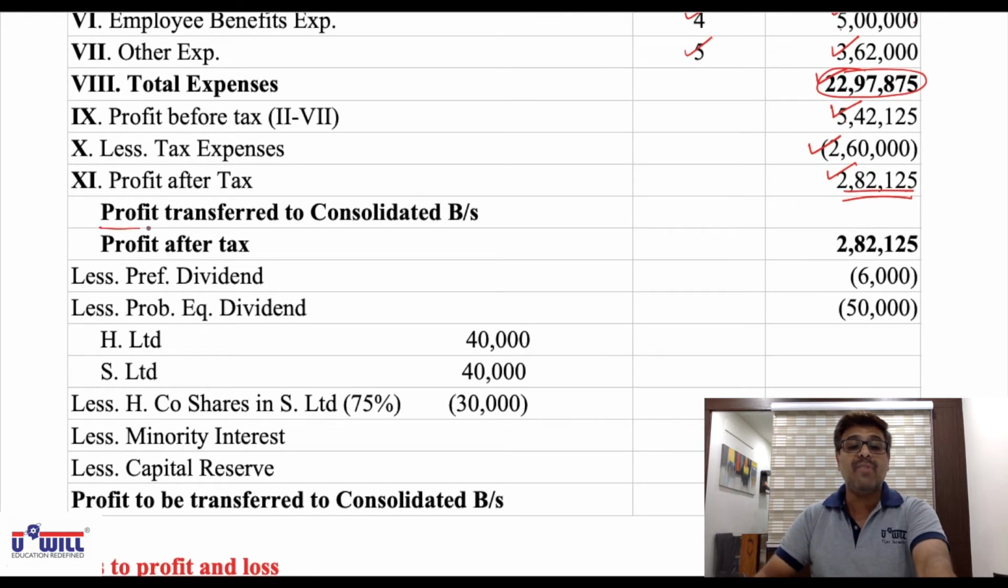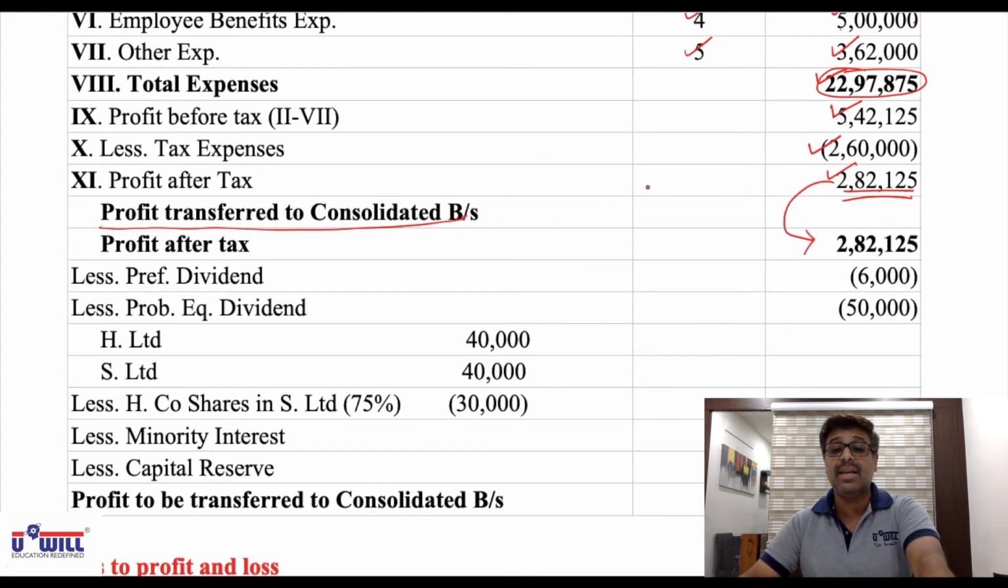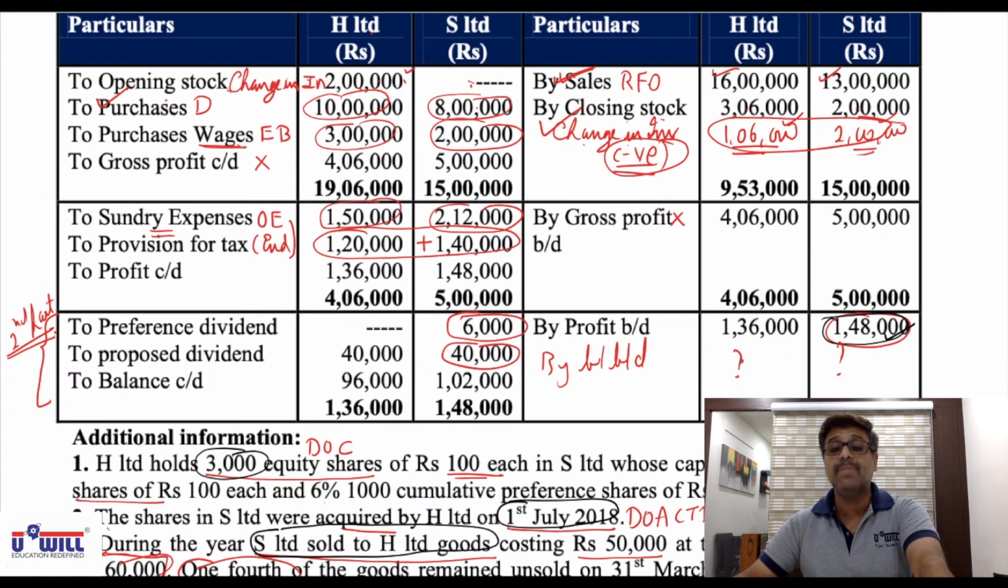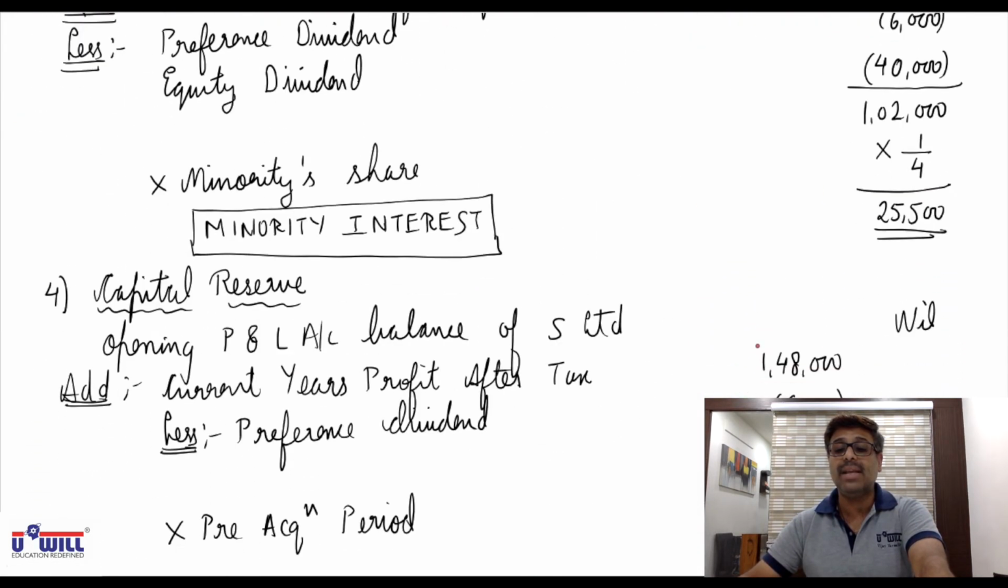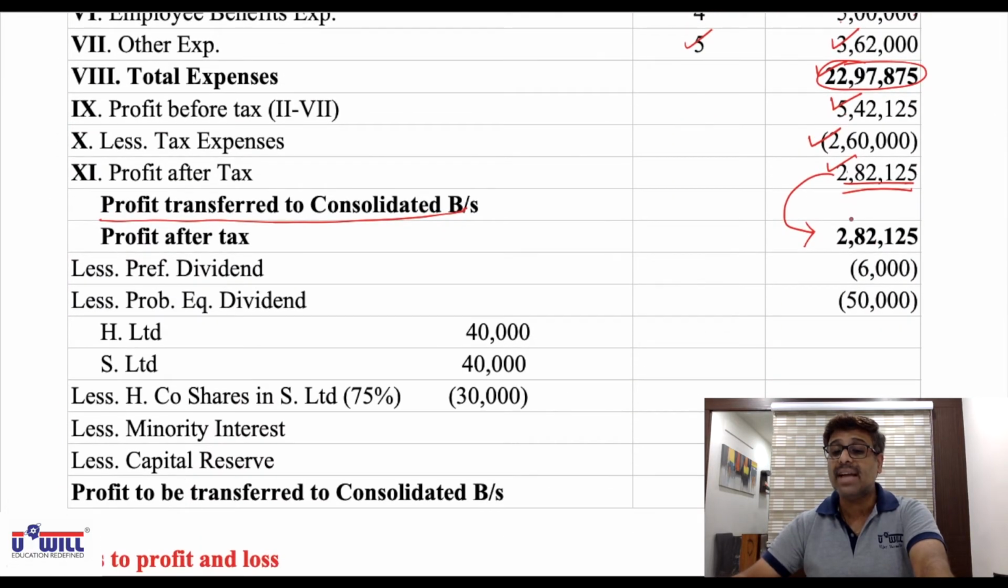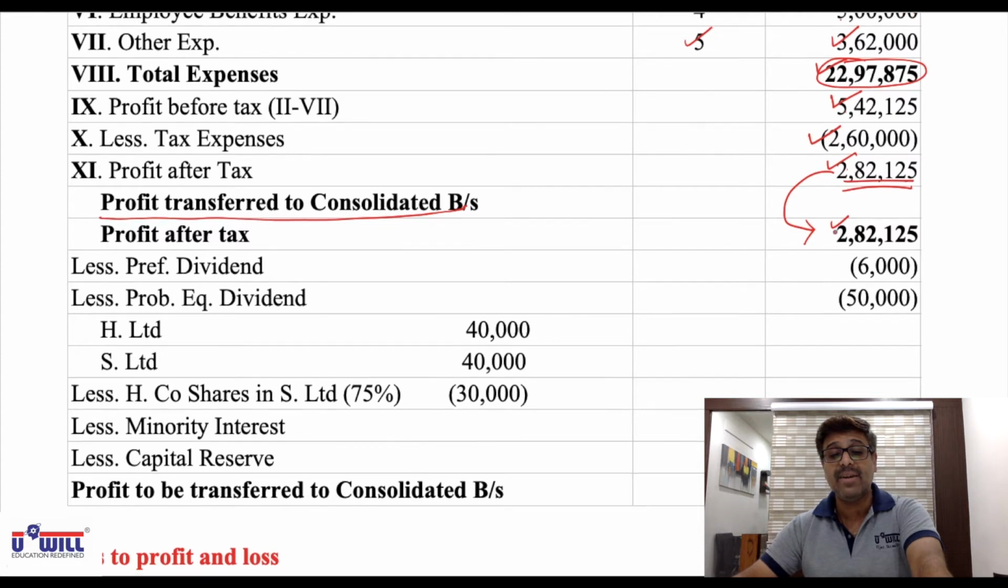Now you find profits to be transferred to consolidated balance sheet. So you first start with the same profit after tax. Actually we start with opening balance of P&L account, which we don't have. So I have not written it here. But even if you write it, it's better. You write opening balance of P&L account nil, and then you add profit after tax 2,82,125.